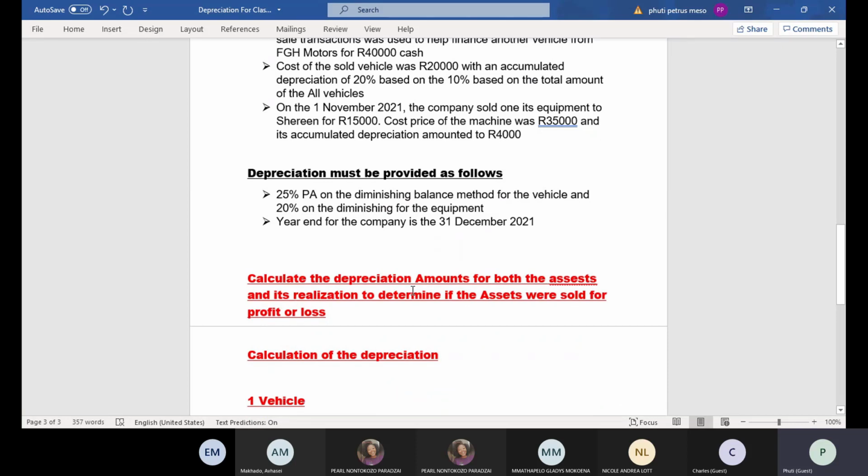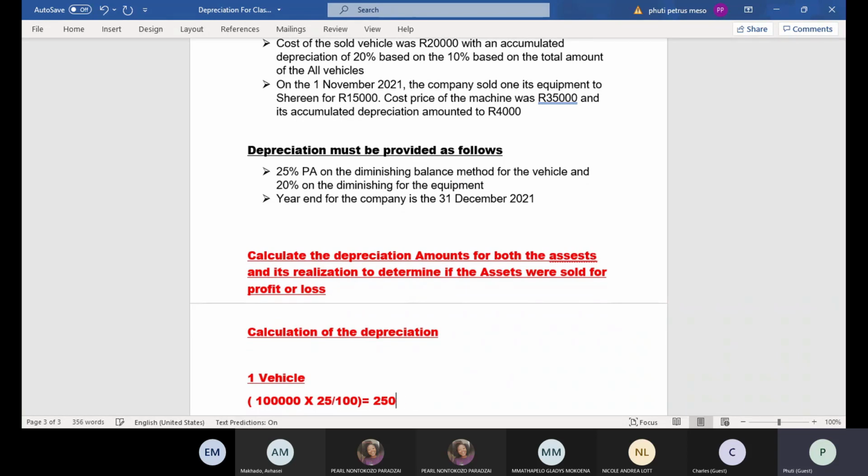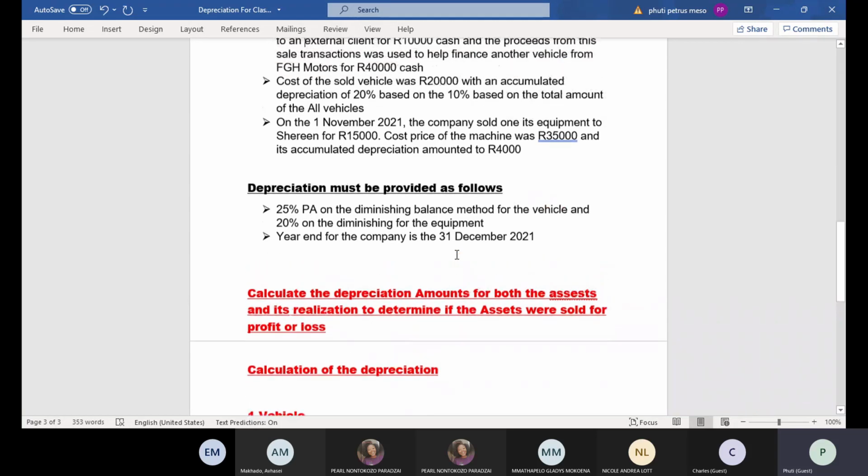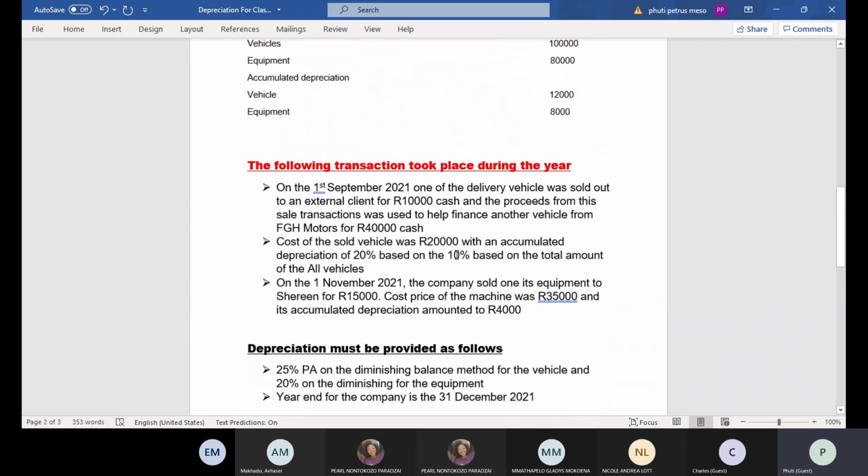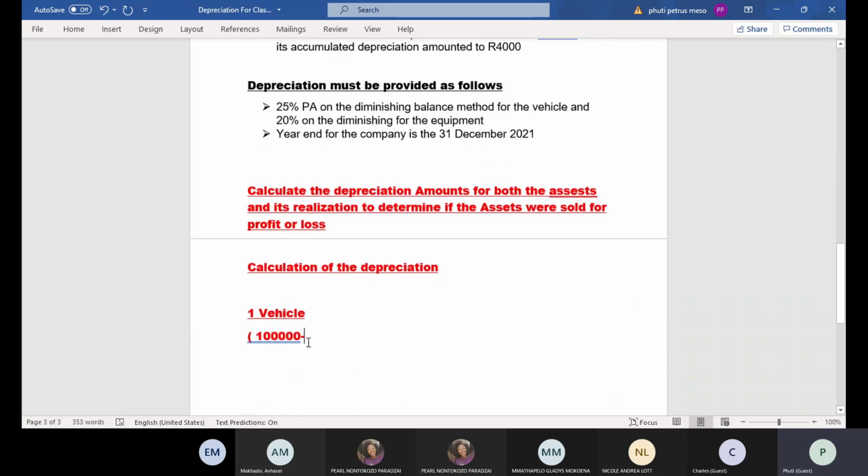So diminishing balance says that the cost minus the accumulated depreciation, and then you adjust it with the percentage given, right? And then you look at the months or the number of years that you had the vehicle or the asset in question. In this instance, you were supposed to say 100,000 rand, and then you minus the accumulated depreciation. Let's go up and look at how much the accumulated depreciation was. Accumulated depreciation for the vehicle is 12,000 rand. Then you say minus 12,000 rand, and you multiply this by 25 divided by 100. So it's 25% per annum on the diminishing balance method.